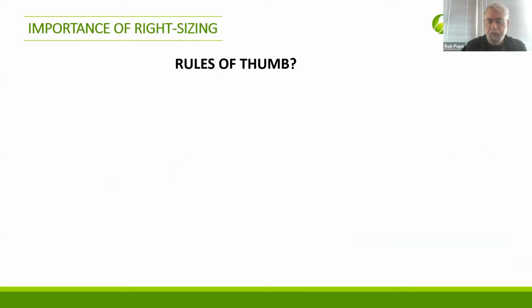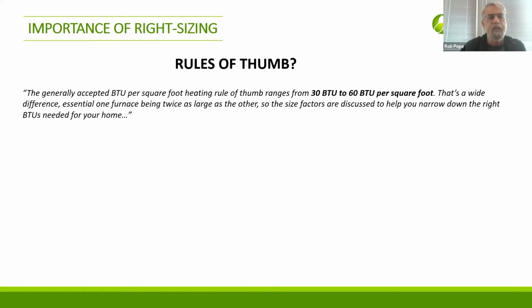So, rules of thumb. I did this quite a while ago, for the area of the Kootenays. I wanted to know what happens if you do a Google search, and anybody can do this. What I found were websites of reasonably reputable companies with their ideas of what a good rule of thumb is for load calculations: the BTUs per square foot. And this is what we came up with. So one site: 30 to 60 BTUs per square foot.